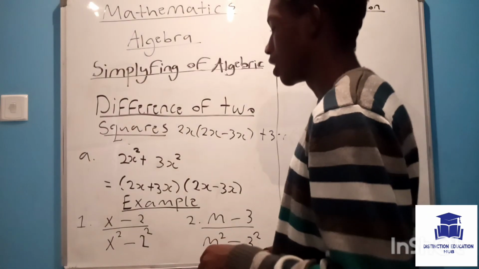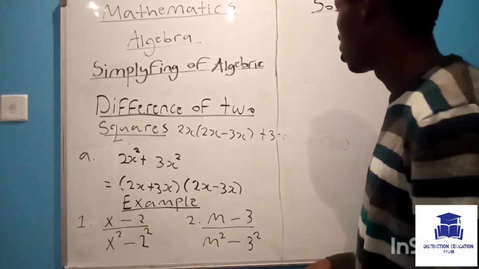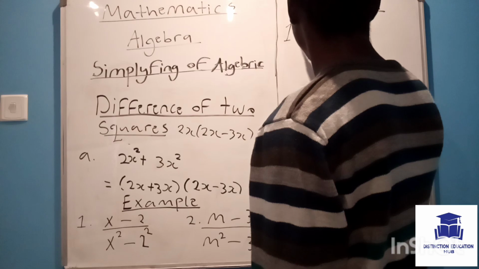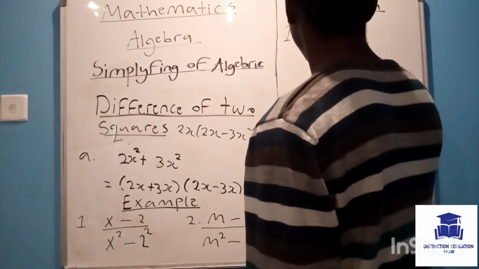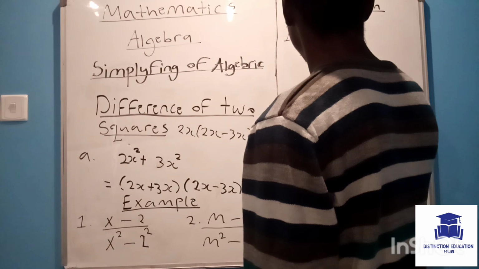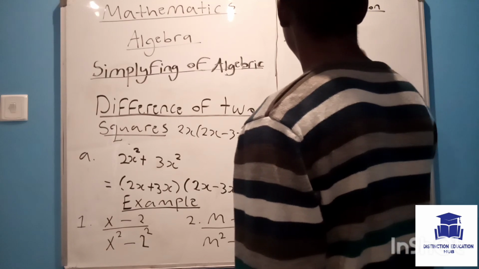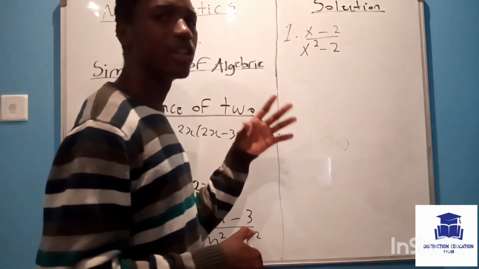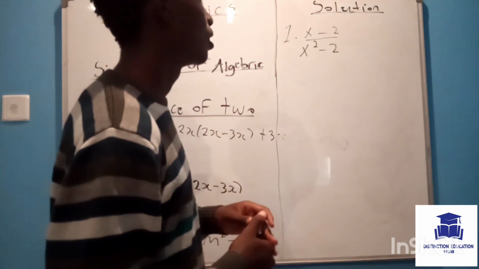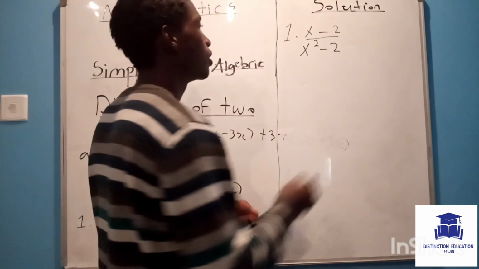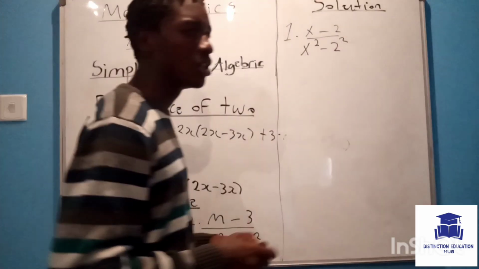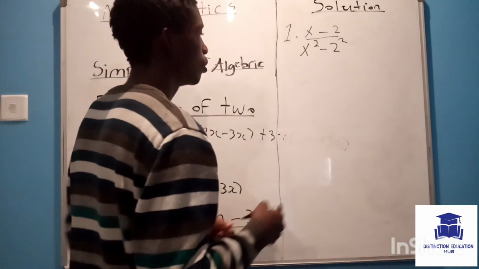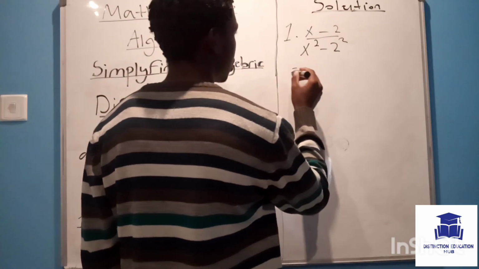Okay, let's look at some examples. Number 1, x minus 2 over x squared minus 2 squared. So before you do anything, before you solve your expression, you first look at it. What have they given me? Have they given me difference of 2 squares? So when you identify your difference of 2 squares, then you're set. You just expand. So you solve it like this.